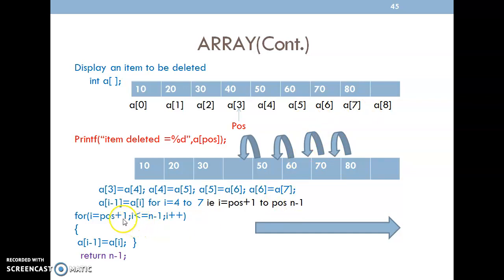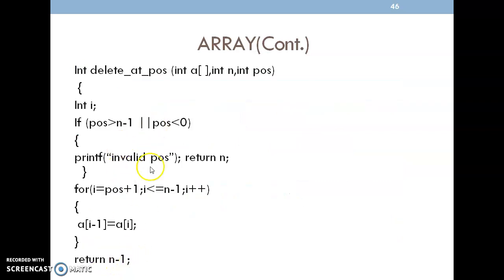Then we just increment the i value, so i equals position plus 1, from here until the last element, which means n minus 1. Keep on incrementing and check the values. Once the condition fails, you come out of the loop and return n minus 1, because we have deleted an element from the existing array, so it becomes n minus 1. The same is written in the function.